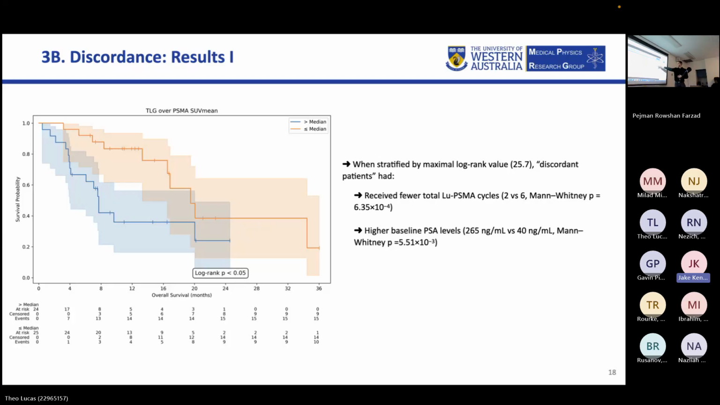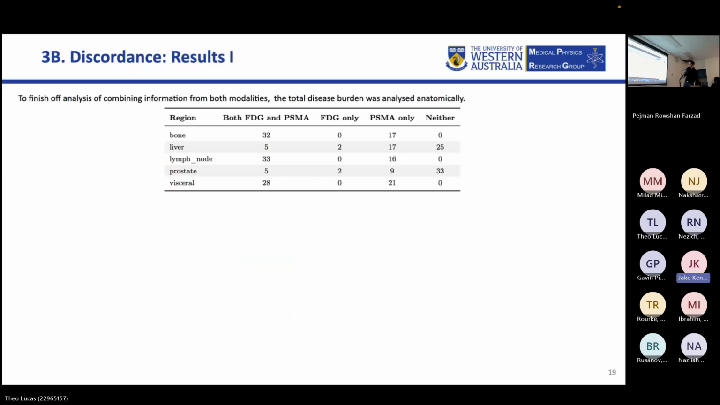What was found was that the discordant patients, so those above 25.7, had received fewer total lutetium PSMA cycles and had higher baseline PSA levels. And both these things are indicative that a patient's disease is more aggressive. And this latter point has been shown in the discordance literature, that oftentimes discordant phenotypes tend to come with higher PSA levels at baseline. So that was more exploratory.